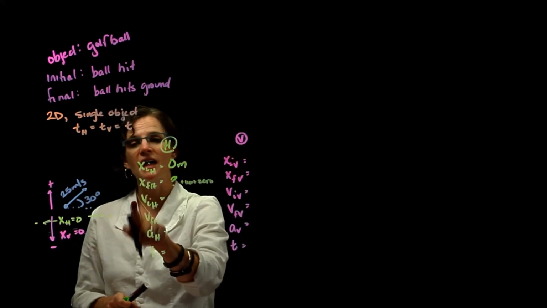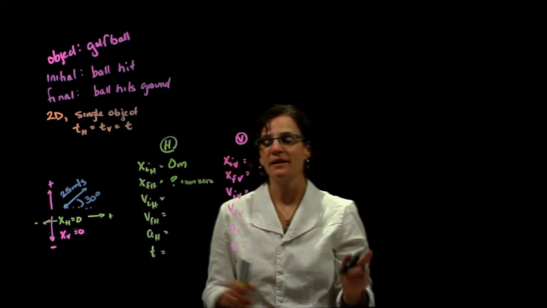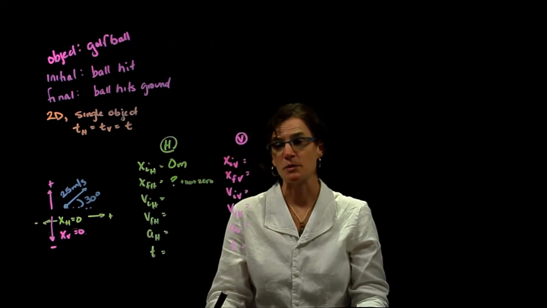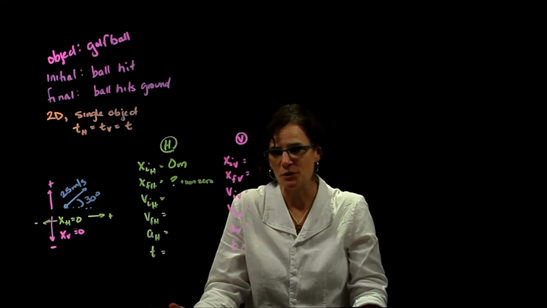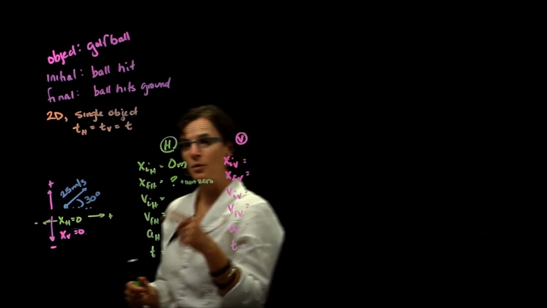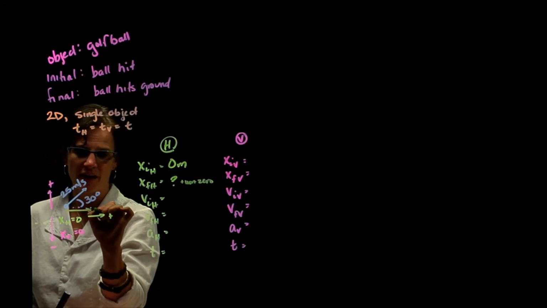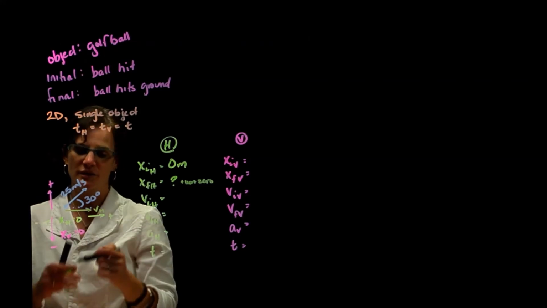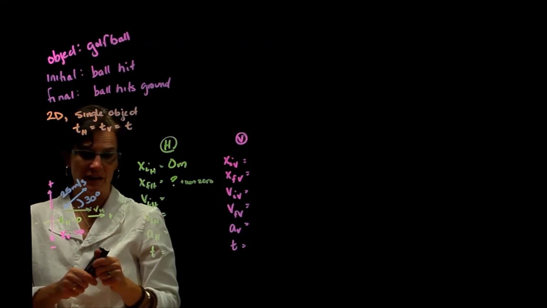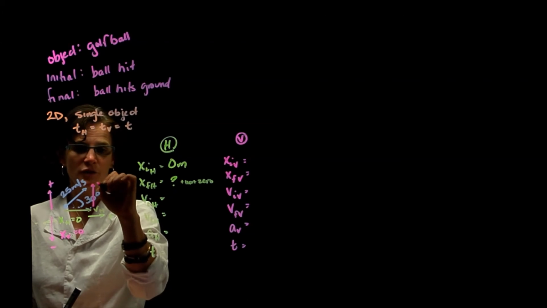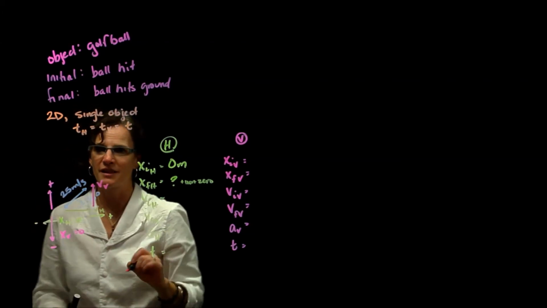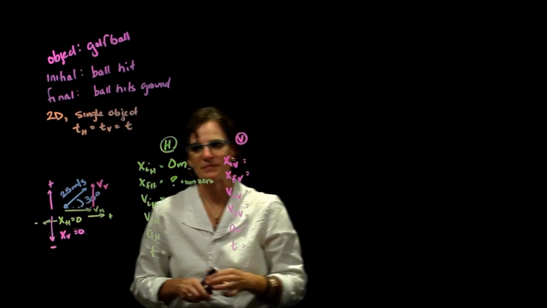My initial horizontal velocity. The object's moving at 25 meters per second, but it's moving up and to the right. If I want to think about the horizontal velocity, then I need to think about the component of that velocity in the horizontal direction. Similarly, I will do the same for the vertical direction, the component of that velocity in the vertical direction. How do I get that?